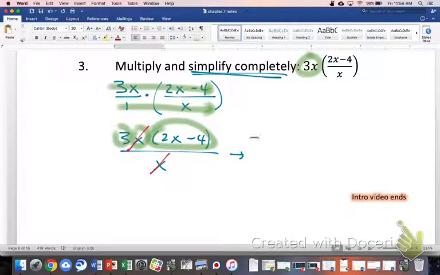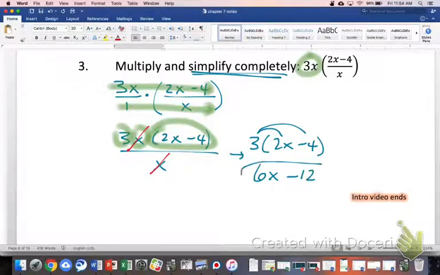That leaves us with a final answer. I guess not quite simplified, but 3 parentheses 2x minus 4. And then to finally simplify it, we need to do the distributive property. That would give us 6x minus 12. So if we didn't cancel out the x's on this step right here, we could have done that at the end. I think it's easiest to do it when we have the factors written out pretty clearly. All right, that's it. When you come to class, we'll continue to practice with this, and I'll see you then.